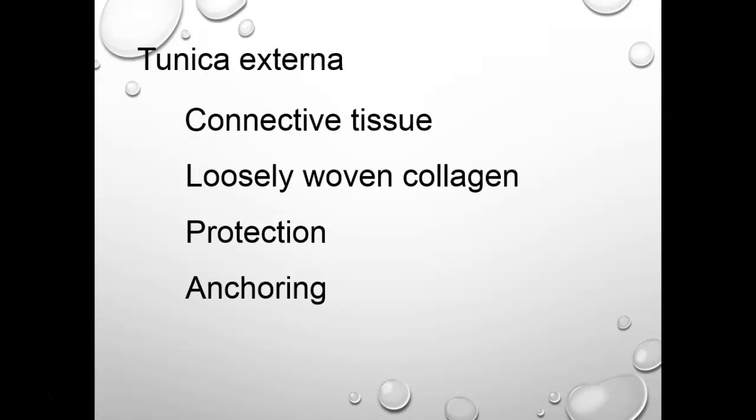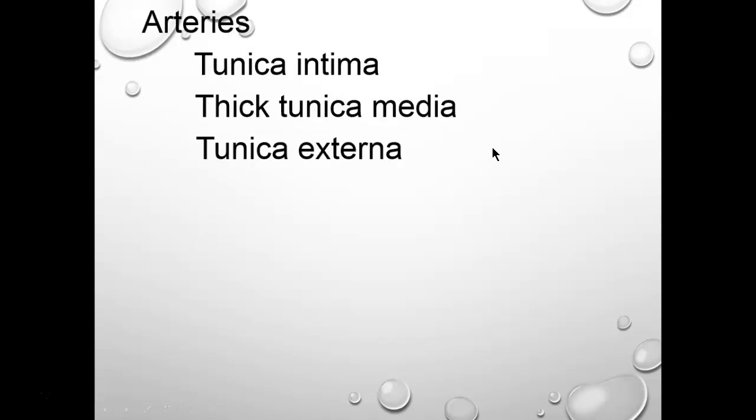The outermost layer is the tunica externa, sometimes called the tunica adventitia. You have a layer of connective tissue that attaches and helps to anchor these blood vessels into the tissue surrounding them. There's a lot of loosely woven collagen fibers, and your tunica externa, being the most fibrous connective tissue associated with the blood vessels, protects and anchors those vessels.